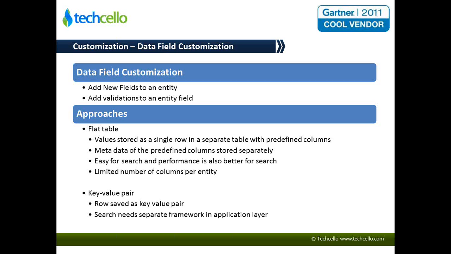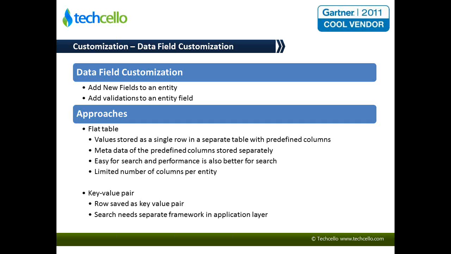The other approach is to go for a key value pair. In this mode, all the columns and values are stored as key and value. So for the same example, for customer A, you could have columns like social security number and age as keys, and the respective values as values in different rows.